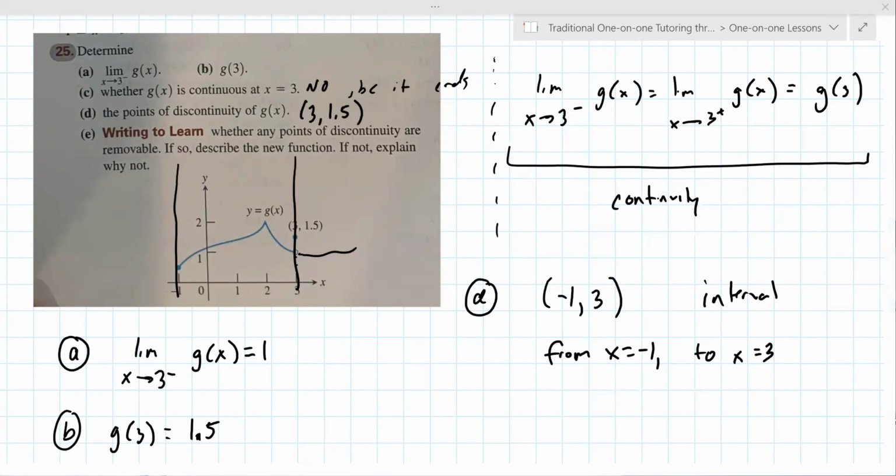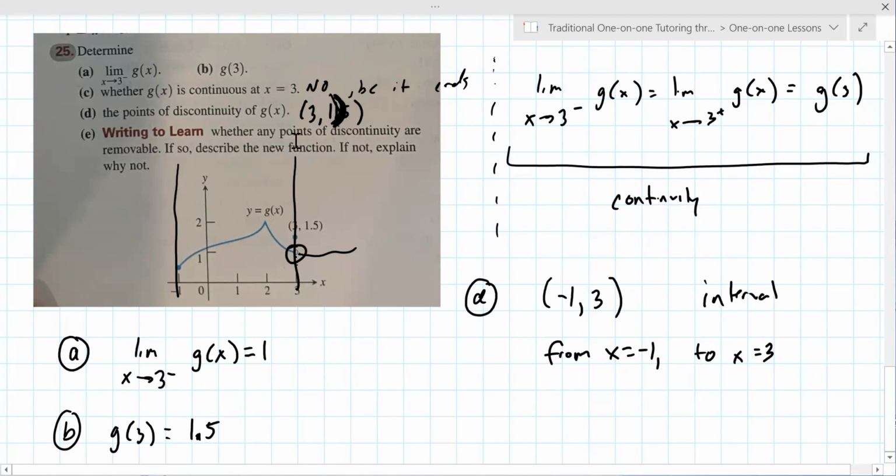Well, but 3, 1.5 has a closed circle. So wouldn't it be 3, 1? That is the discontinuous part? Oh, I'm sorry. 3, 1. Yes. Okay. 3, 1. It's this point there that's discontinuous.